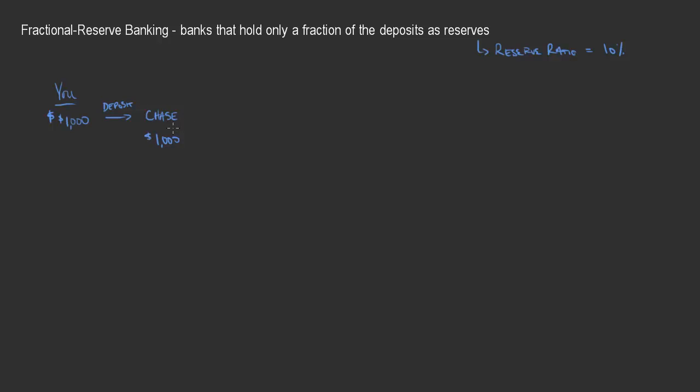So what does Chase now have? Well, they now have $1,000 here. And that $1,000 is a liability to them. It's $1,000 that they owe you, right? It's your money. It's not their money. You have access. You have a claim to it at any time that you want.